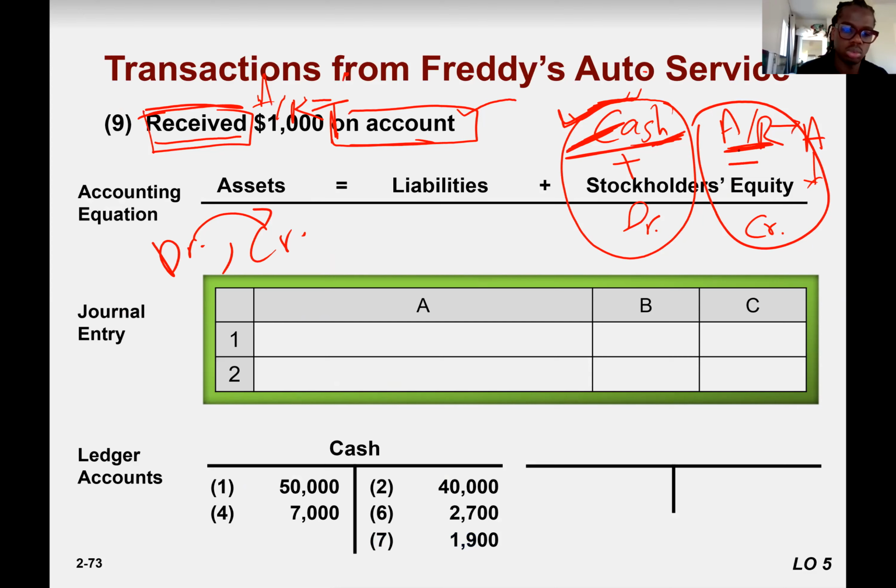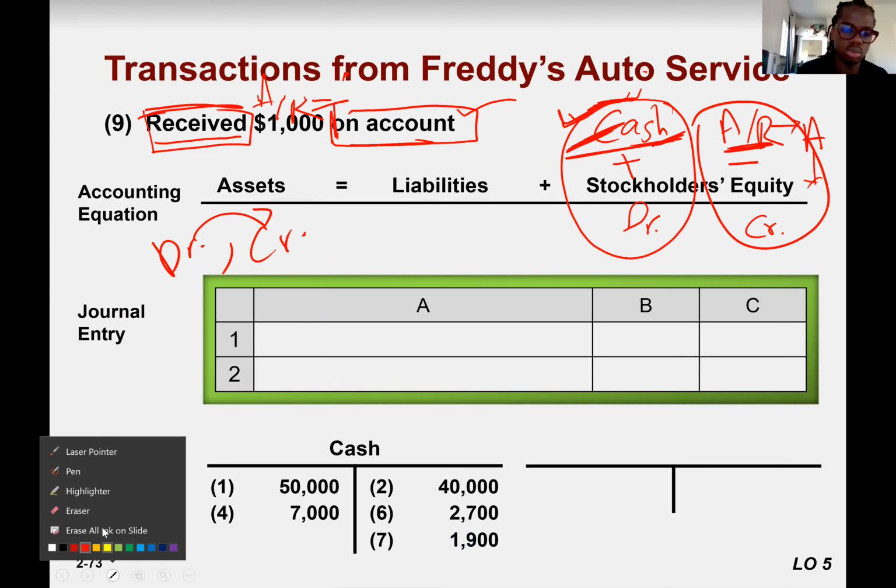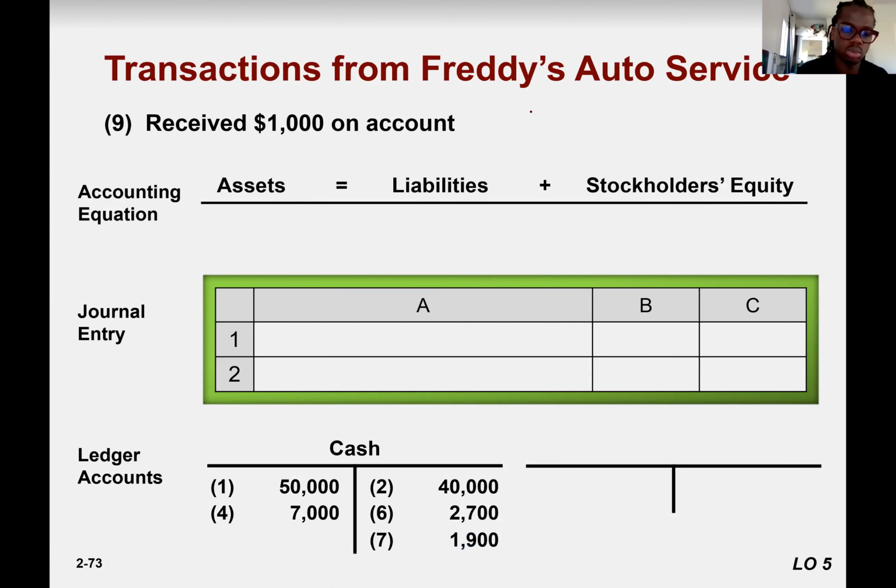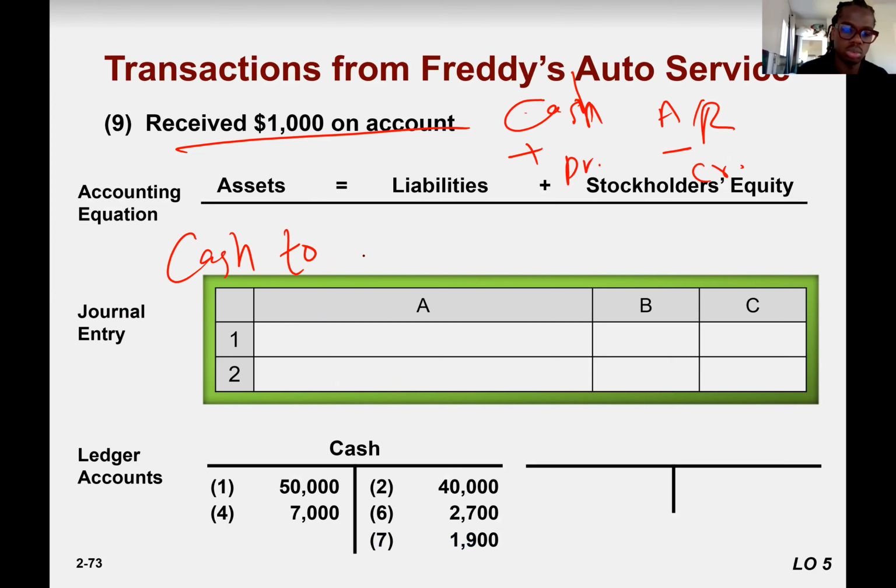Let me write it down here. We know that from this one, cash increases, so cash is debit. Account receivable decrease means credit. So how do you pronounce the entry? Cash to account receivable. So Lota, please read this. What is this? Cash to account receivable.